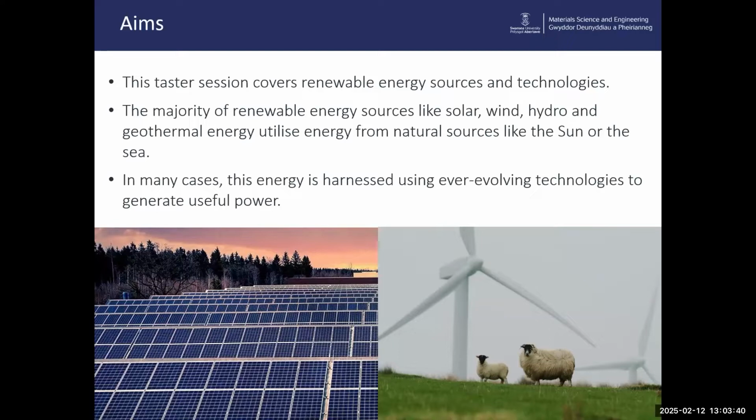Renewable energies, things like solar, wind, hydro, geothermal, to name a few. And these technologies utilize the energy from natural sources like the sun or the sea, so they're considered to be renewable. And in many cases, this energy is harnessed using ever-evolving technologies to generate useful power.